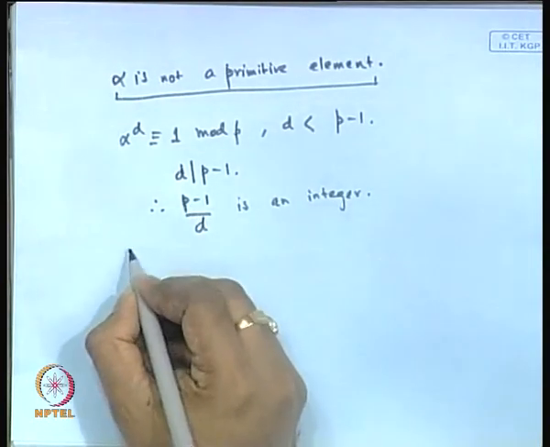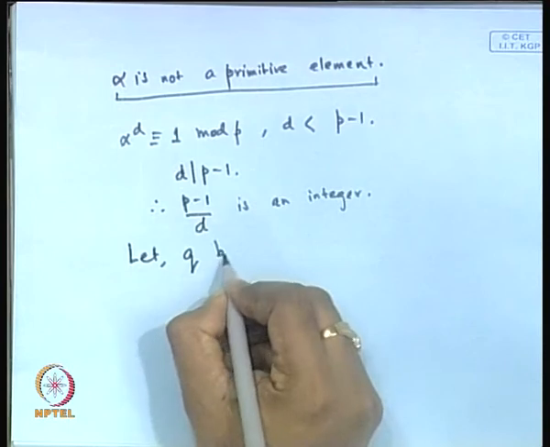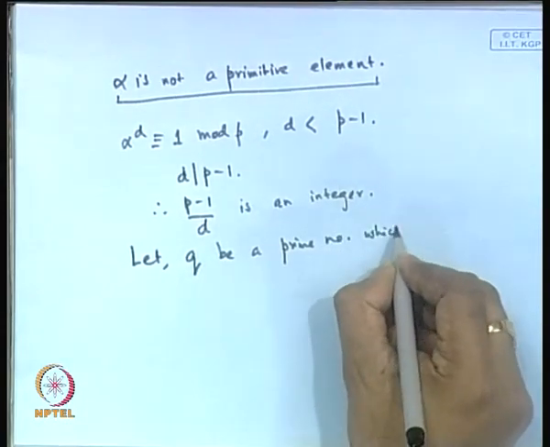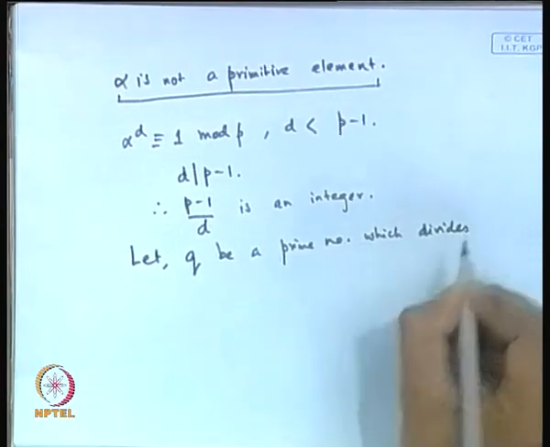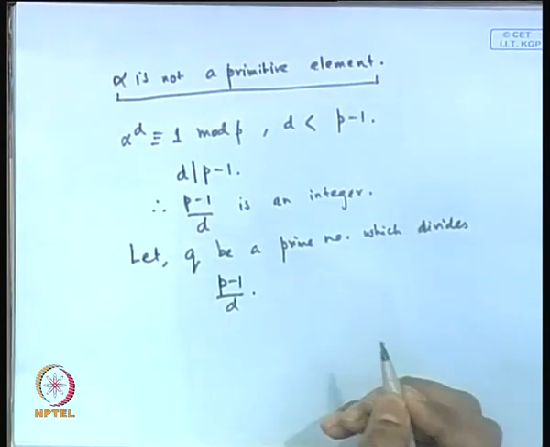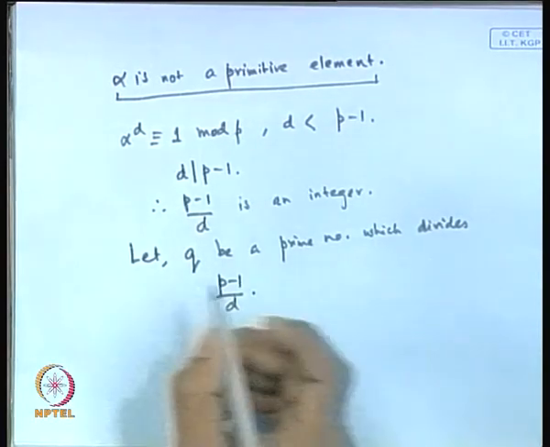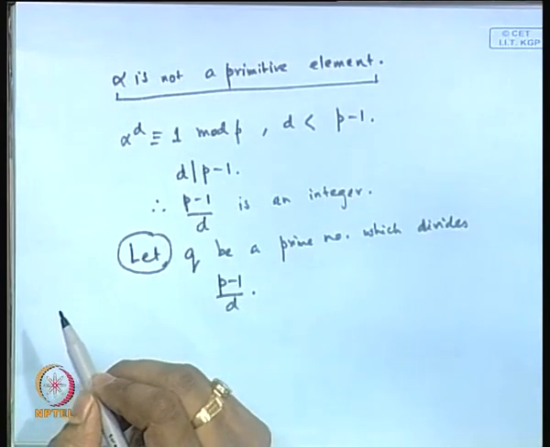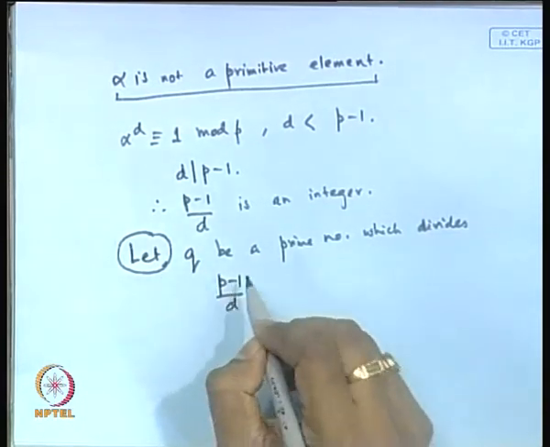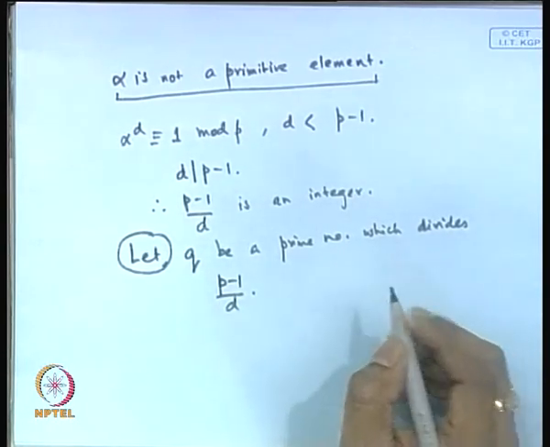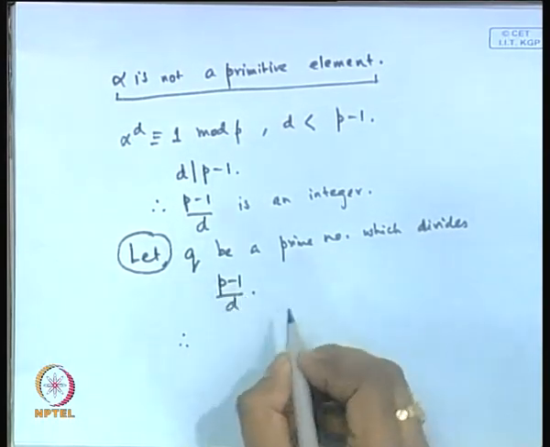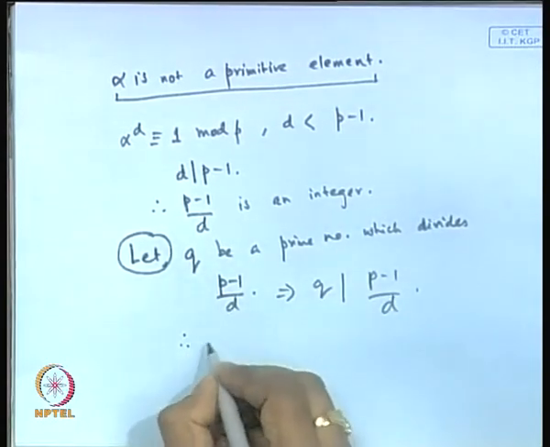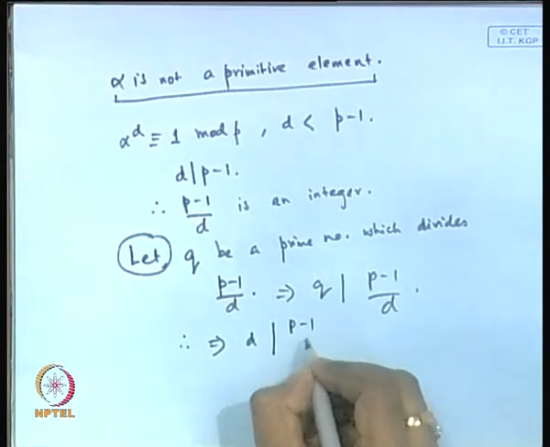right. So, therefore, let q be a prime number which divides p minus 1 by d. Okay. So, the moment I am saying that let q be a prime number, basically what I am saying is that there exists a q for which this is true. Okay. So, therefore, q divides p minus 1 by d. So, this implies that d also divides p minus 1 by q.